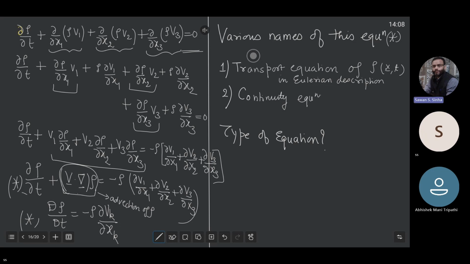Sometimes this equation is also called, either this one here or here, both are the same equations actually, just the change in notation. I have put capital D, otherwise the equation is the same. That is also called the continuity equation.